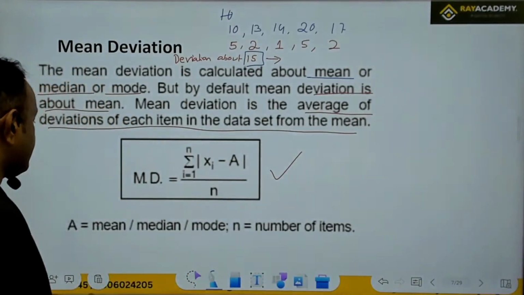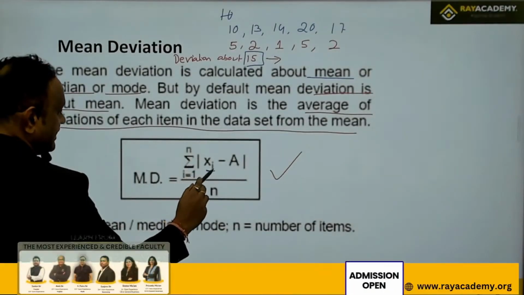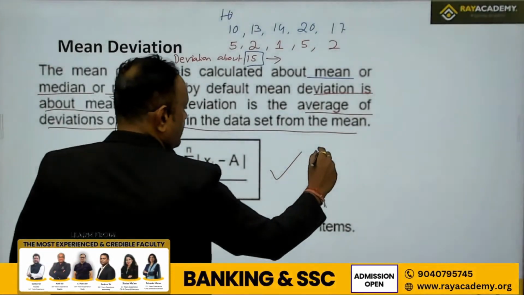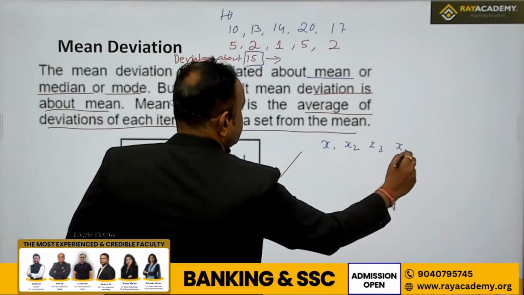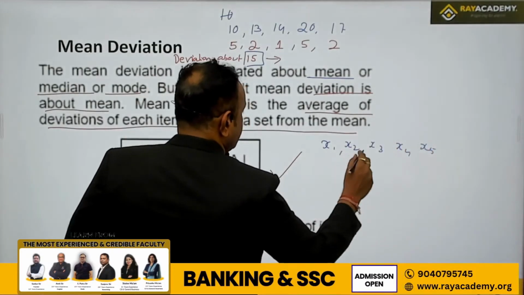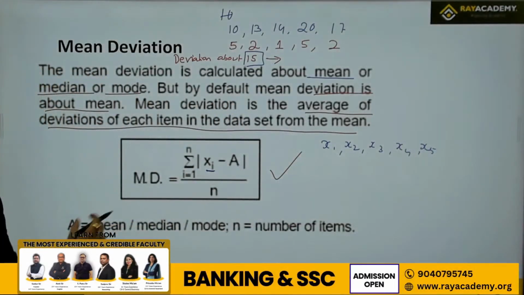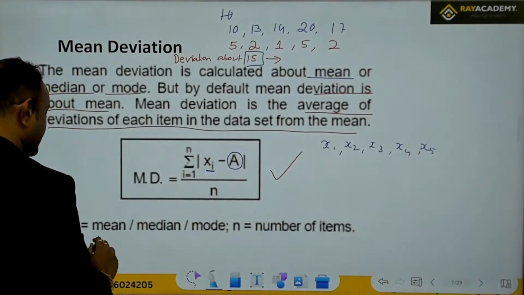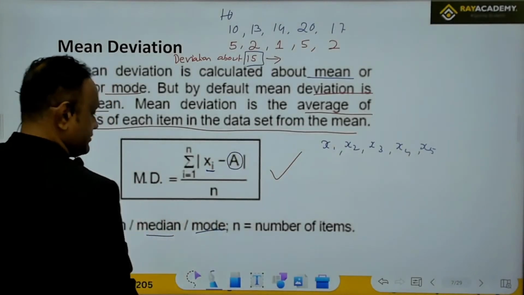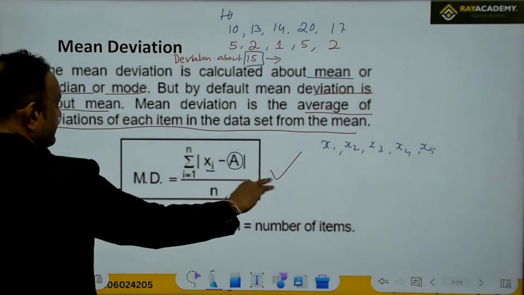Nothing else. The formula for mean deviation is the sum of |xi minus a|, divided by n. xi is any number. Suppose our numbers are x1, x2, x3, x4. These are the numbers in a data set, that is why they have given xi. xi minus a, the deviation we find out. A is either the mean, median or mode, which we will discuss. N is the number of items, divided by average.